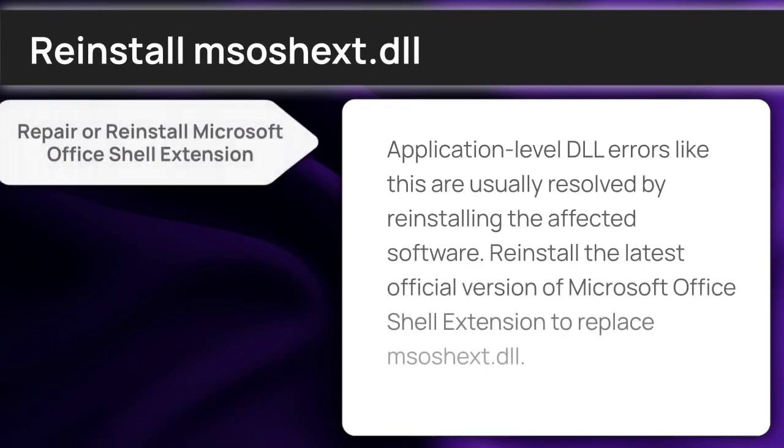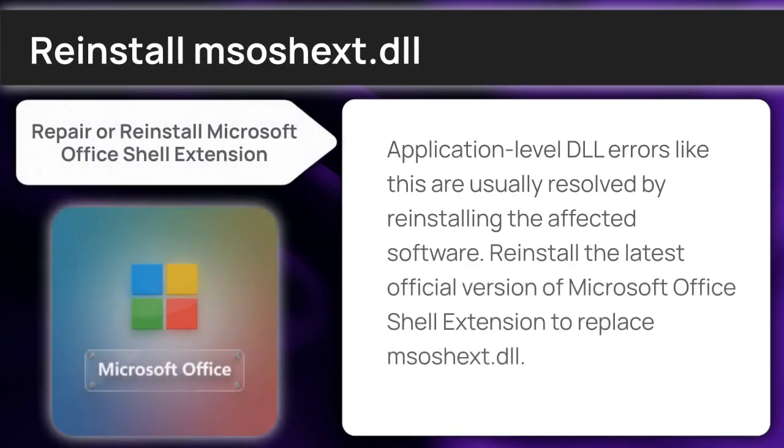Application-level DLL errors like this are usually resolved by reinstalling the affected software. Reinstall the latest official version of Microsoft Office shell extension to replace MSO shell extension.